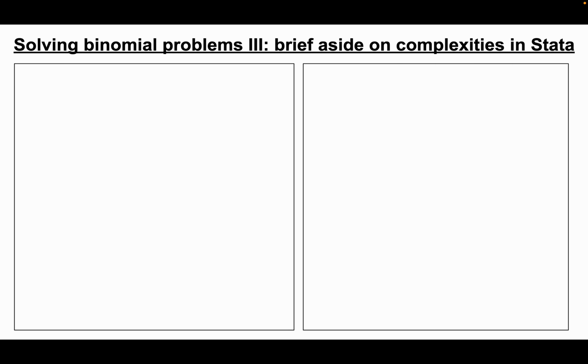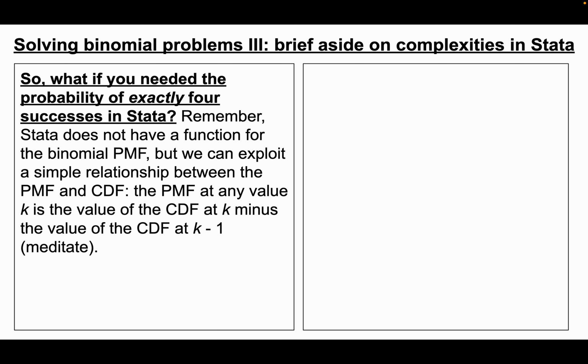So the second point is that this is actually also closely related to what we would do if we were using table A and we needed to use table A. And the connection is actually quite exact. Stata doesn't have a function for the binomial PMF, as I just mentioned, but we can exploit this simple relationship between the PMF and the CDF, which is what Stata's binomial function is. So the PMF at any value k is the value of the CDF at k minus the value of the CDF at k minus 1. You may want to meditate on that for a second.